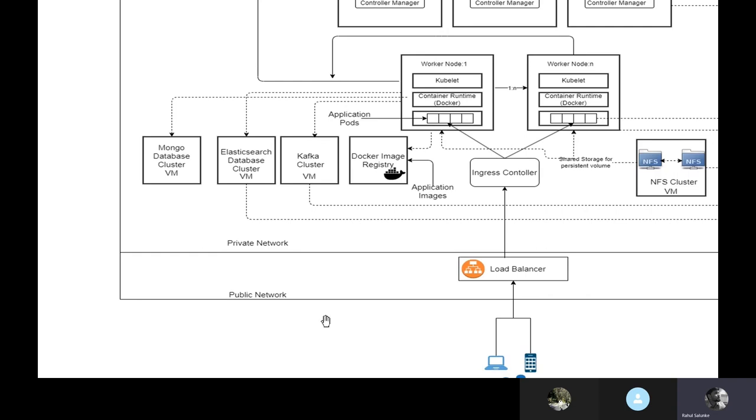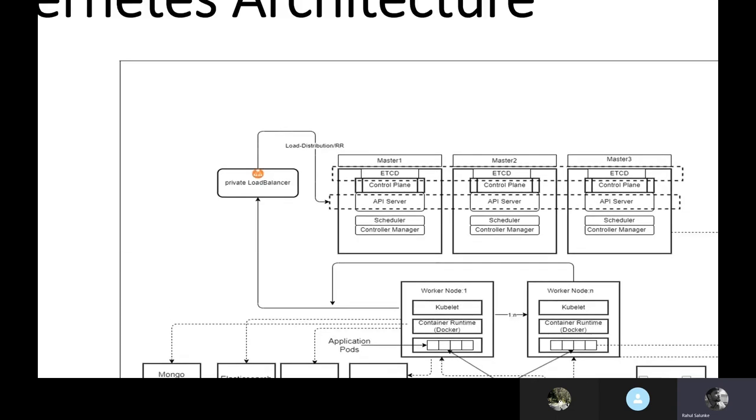Okay, and we'll have a load balancer that will be in a public network. That will be the single entry point to access our application. We'll have an NFS as well, to have a shared file system where multiple services can use common data stored in our NFS. So definitely we will go deep into this particular architecture, and we'll talk about this in our next session.